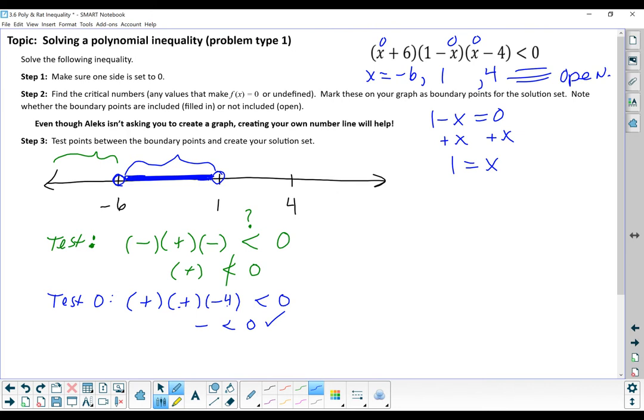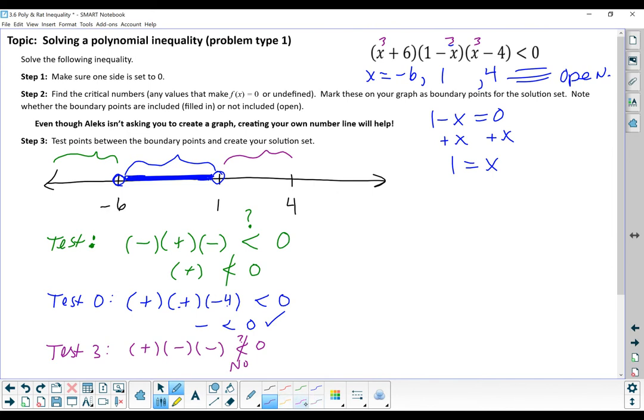All right, so I need to test every region. My next region goes from 1 to 4, so maybe we think about the number 3. Subbing in 3 to my function, I really just have to worry about the signs. 3 plus 6 is a positive number, 1 minus 3 is a negative number, and 3 minus 4 is a negative number. We're wondering, is this less than 0? The answer is no, because a positive multiplied by a negative multiplied by a negative is positive, which would be greater than 0. So we would not fill in that section.